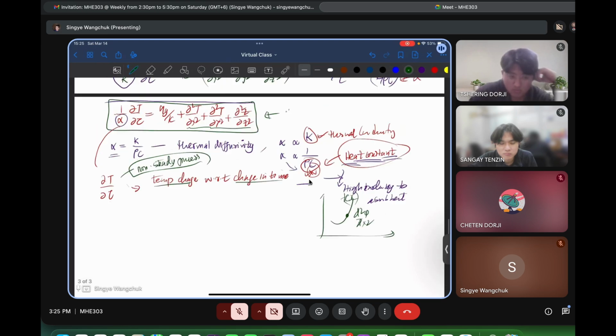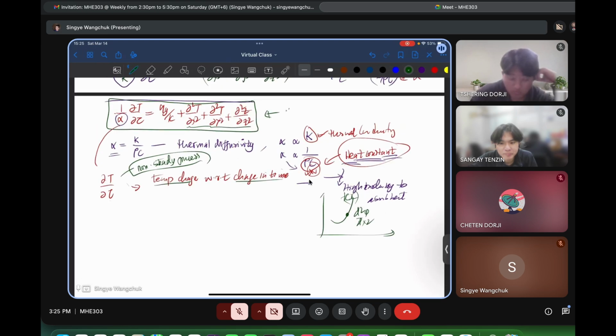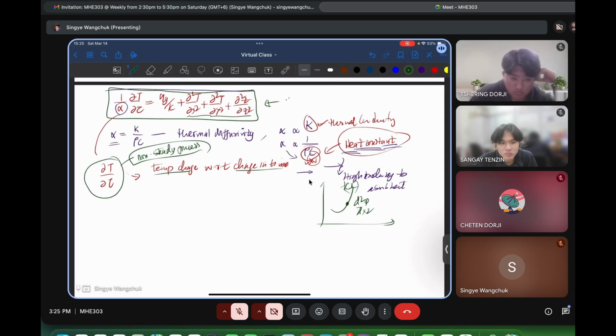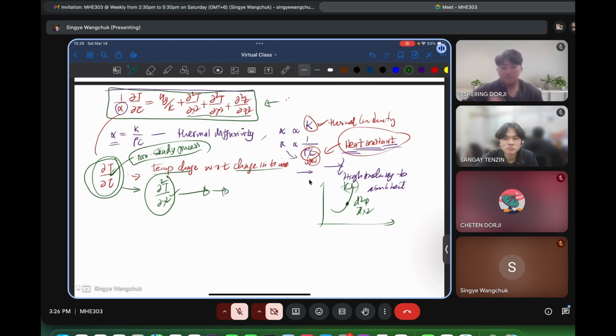So what this heat conduction equation gives is the profound conclusion that the rate at which your temperature changes is proportional to the curvature of the temperature at that point. With respect to time, the temperature change shows the heat flow in the same direction, as we explained.